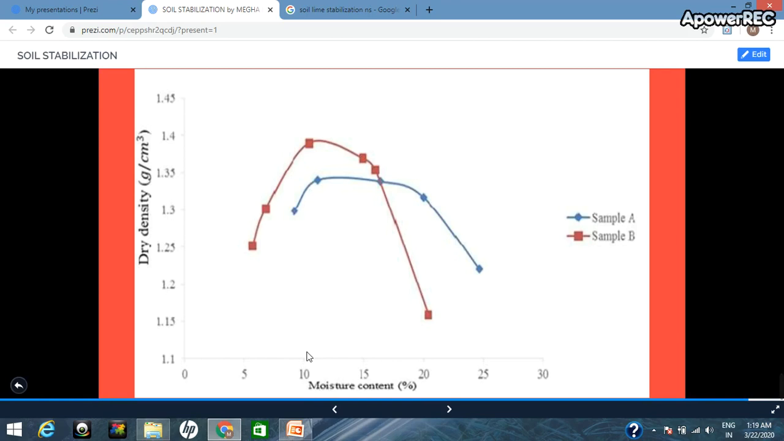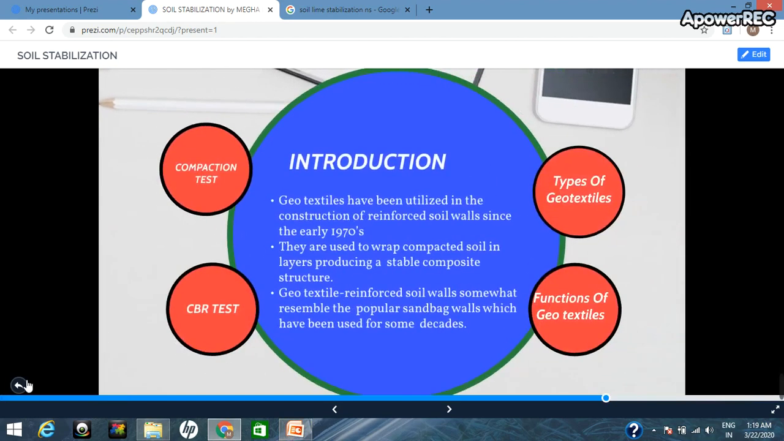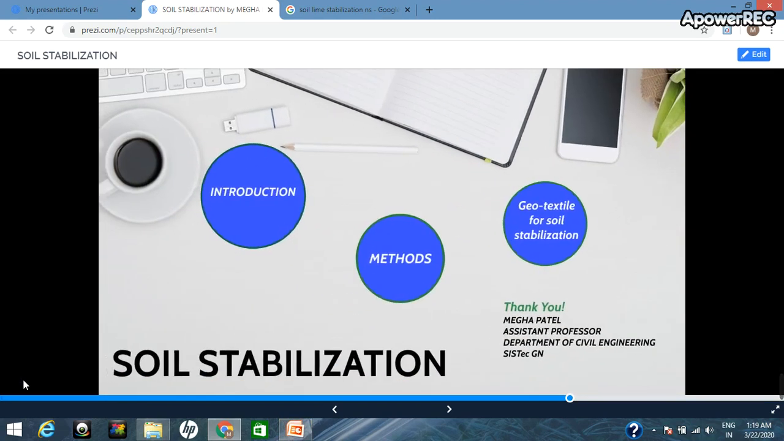So the lower OMC corresponds to higher density. This is the same type of difference which we observe between the standard Proctor test and the modified Proctor test. That means a soil sample with a non-woven geotextile can offer a more ideal value of compaction and a higher value of dry density. So this was a brief discussion about soil stabilization. All the methods have been covered and discussed. Thank you.